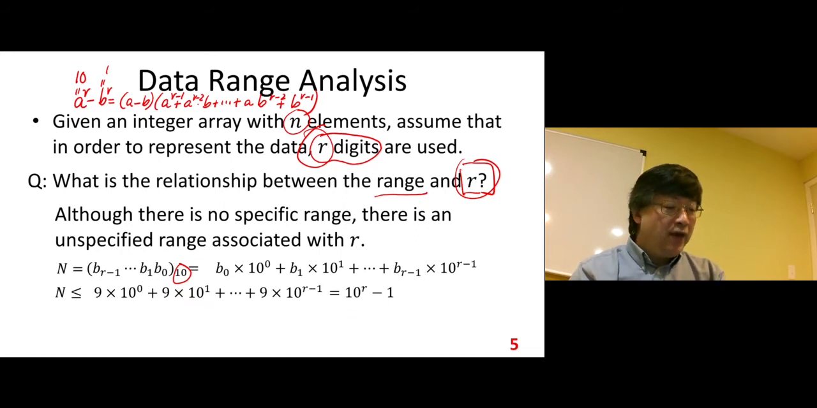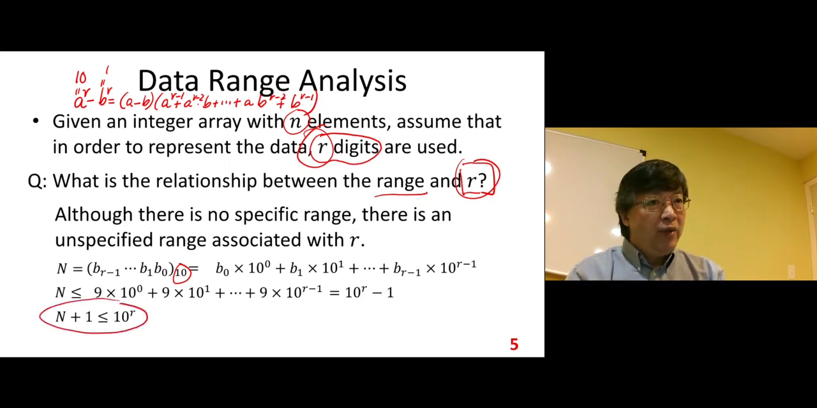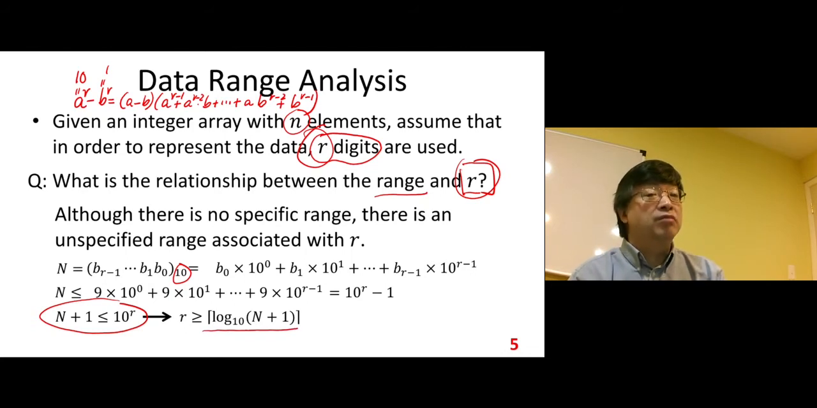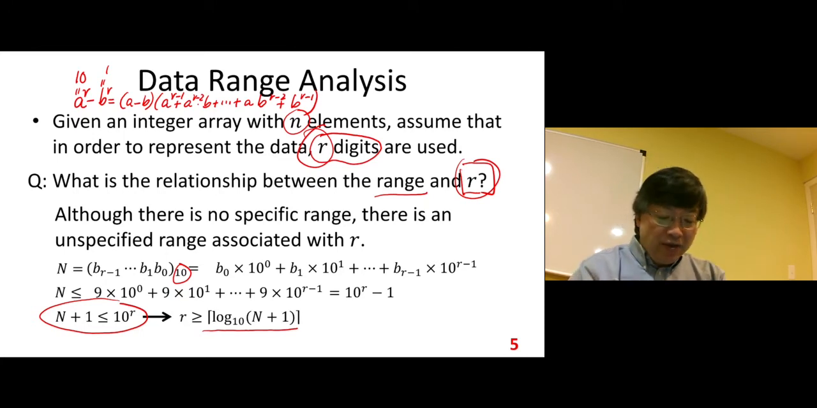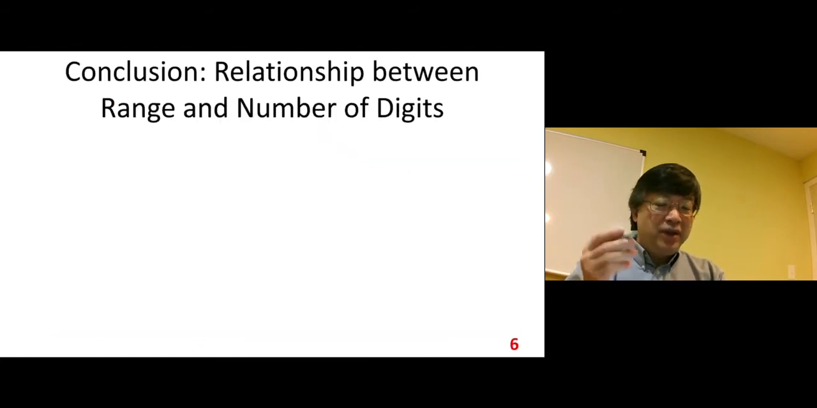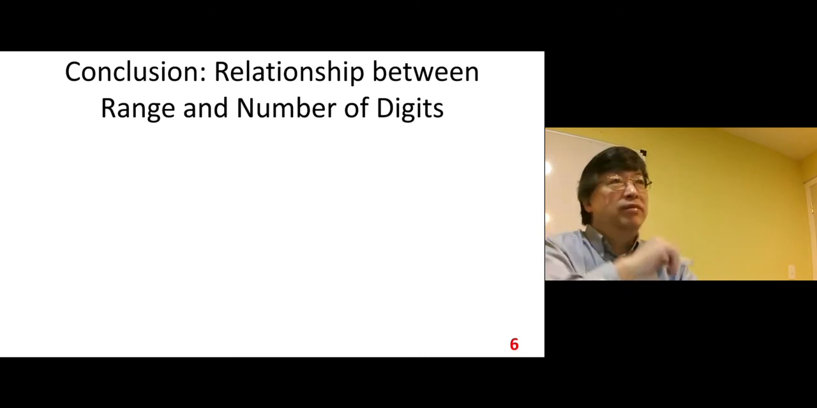With that, after simplification, we get this inequality. Then we take log base 10. This r is greater than or equal to this log expression. So we get an estimate of this n related to the range. Next, we can connect the range and the R.